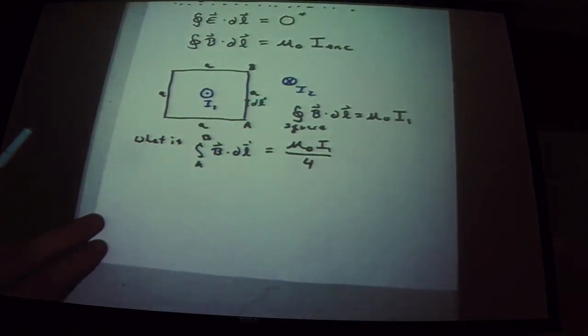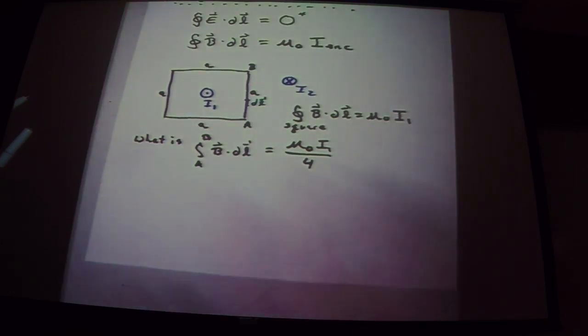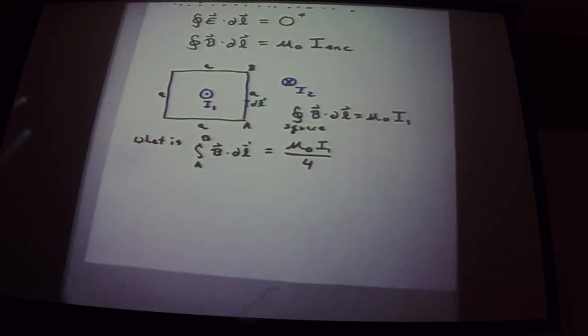Would you ever do one where half of it is enclosed? Hold on. There's different configurations we're going to look at now where this law works. Okay?